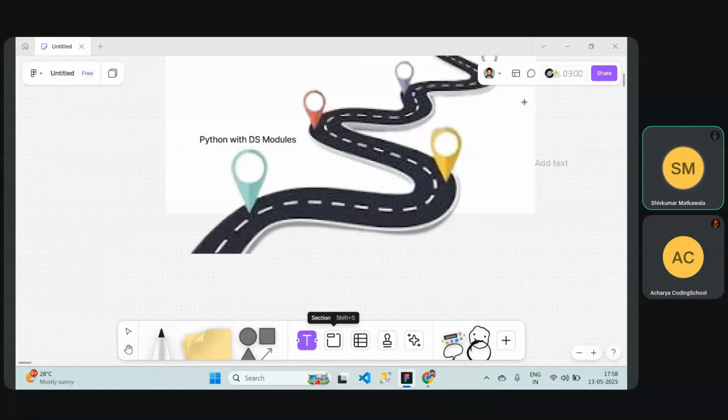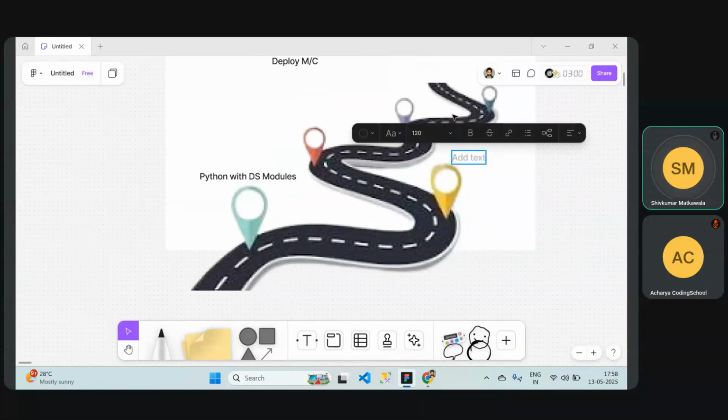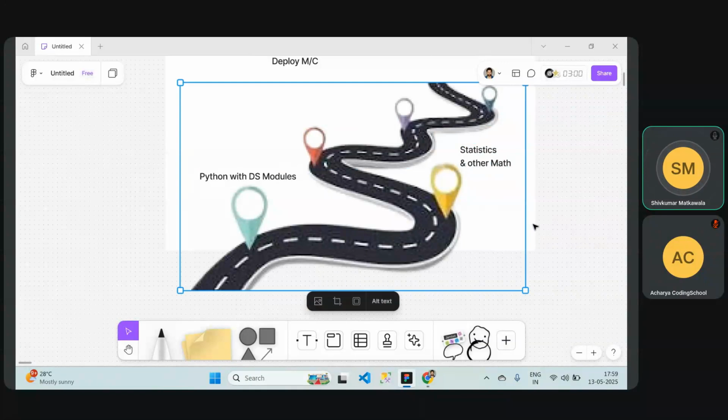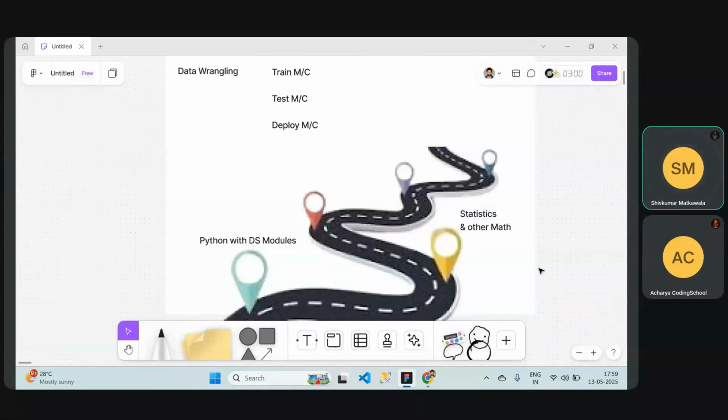Next, you have to work on statistics and other mathematics. If you are good in mathematics, that's good. If you are not good, guys, don't worry. We will teach you from scratch, and you will get all the mathematics required for this course.